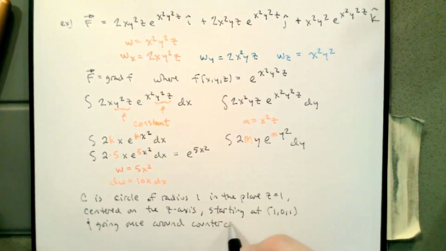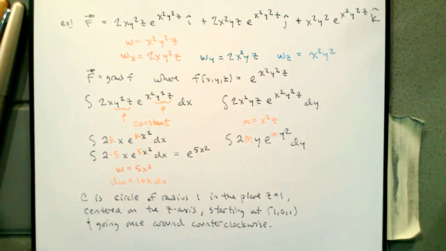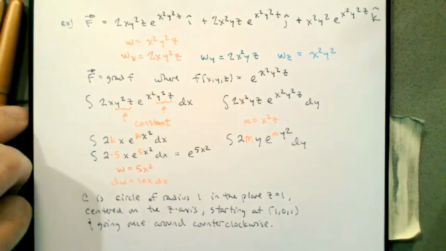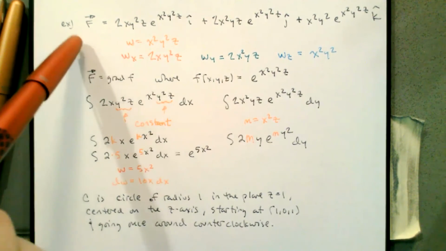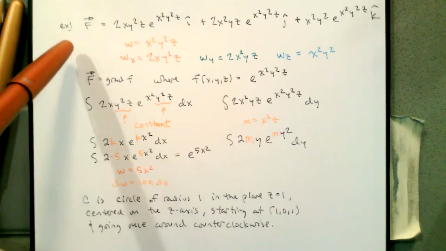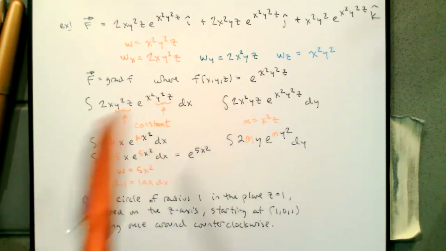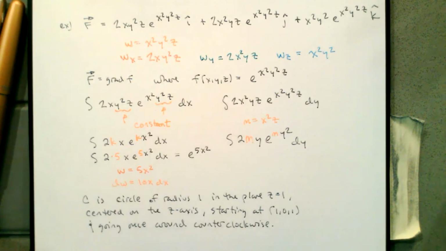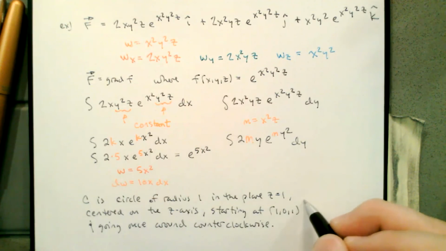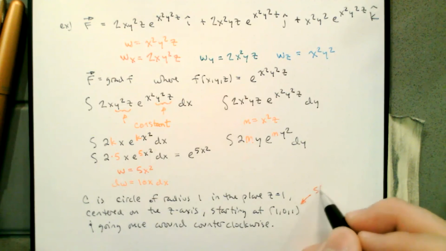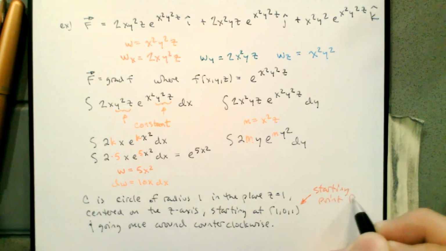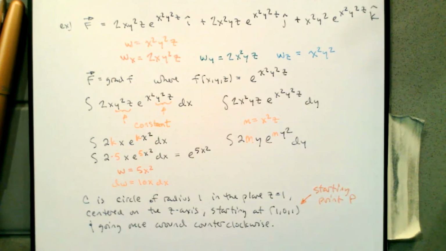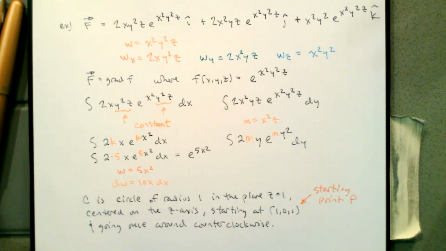So our starting point, 1, 0, 1, that would be the point P in our fundamental theorem, which we know we get to use because we have previously entered F in evidence. F is a gradient field. And so this is our starting point, P, and we're going once around the circle counterclockwise. And so that is also our ending point, Q.